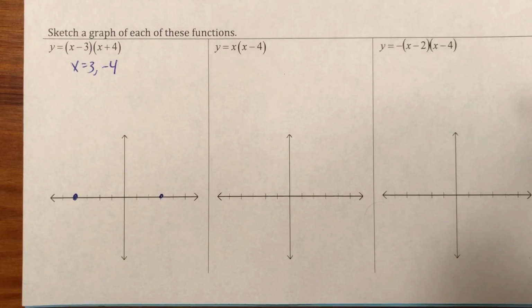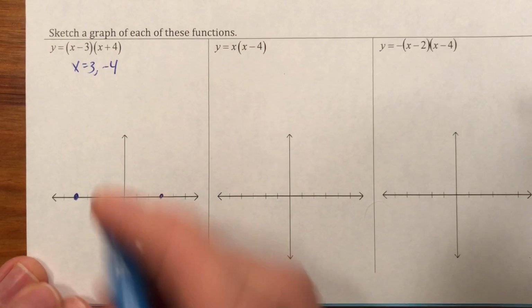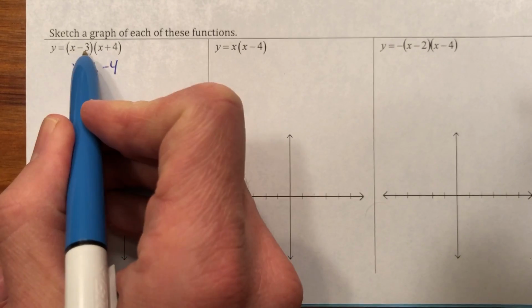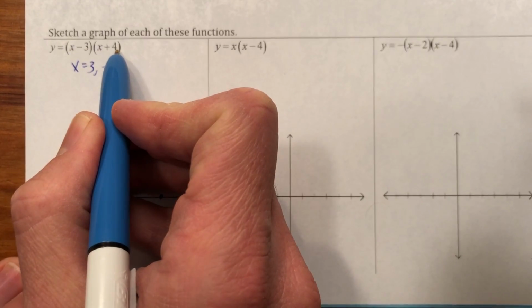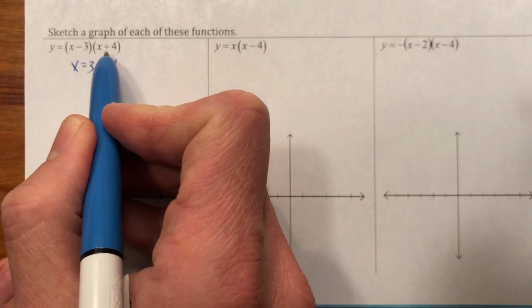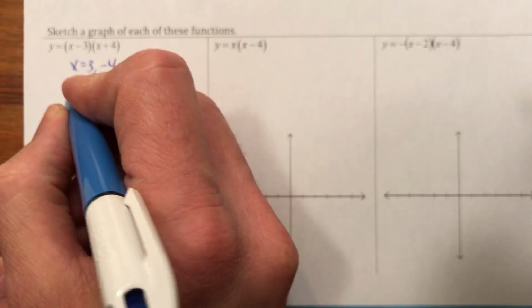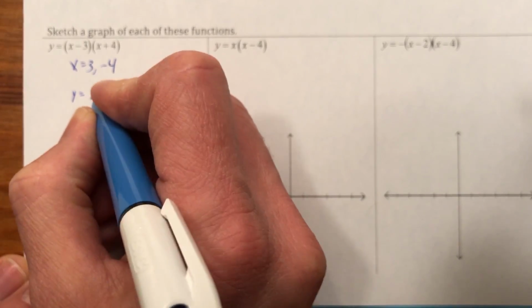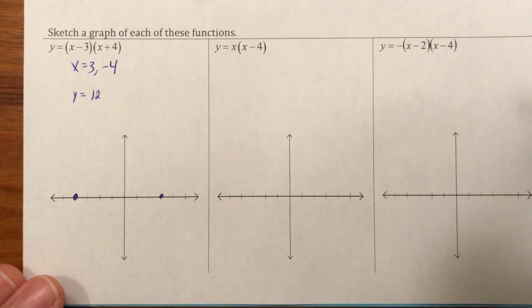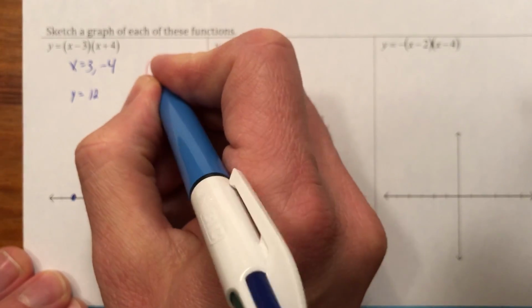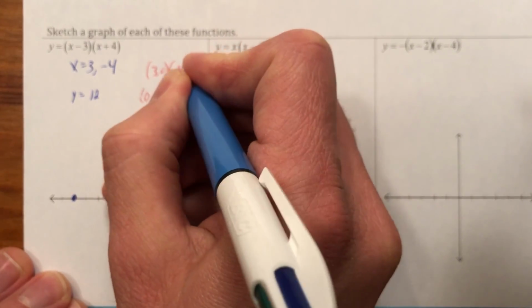And the y-intercept is going to be what happens if we plug in a 0 here and here. We'll do it in our head. So 0 minus 3, so -3, 0 plus 4 is +4. -3 times 4 is going to give me +12, so my y-intercept is at 12. If you want to write the coordinates, you can. You don't have to, but I'm going to write 0, 12. I'm also going to write 3, 0, and -4, 0.